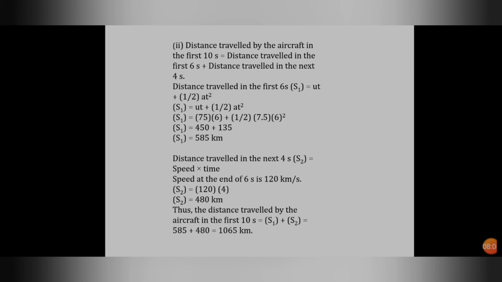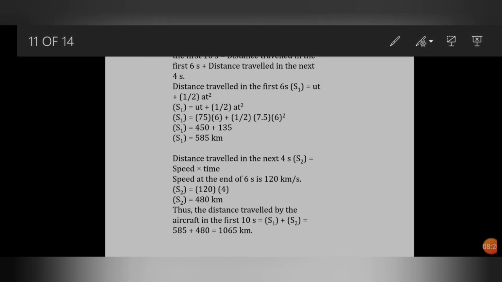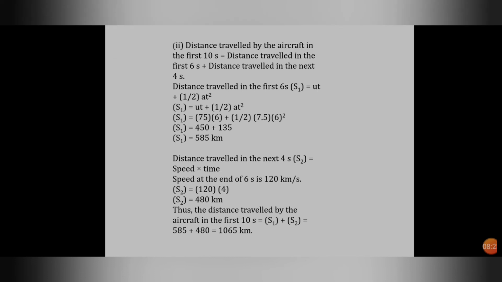That's the distance traveled. Now for the distance traveled in the next 4 seconds, that time it is not accelerating, so I will directly take distance is equal to speed into time. So 120 into 4, that comes 480 kilometers. Now I found all the 3 distances. So when I add them, my total distance traveled is coming to be 1065 kilometers.